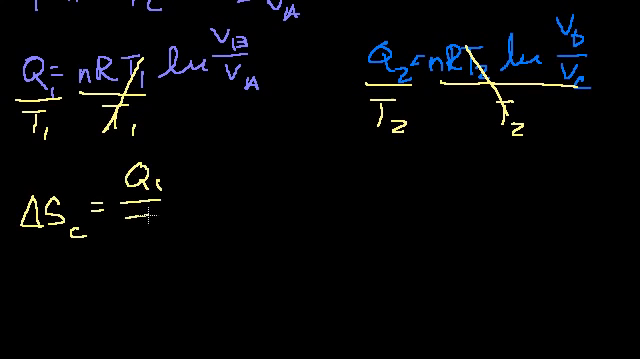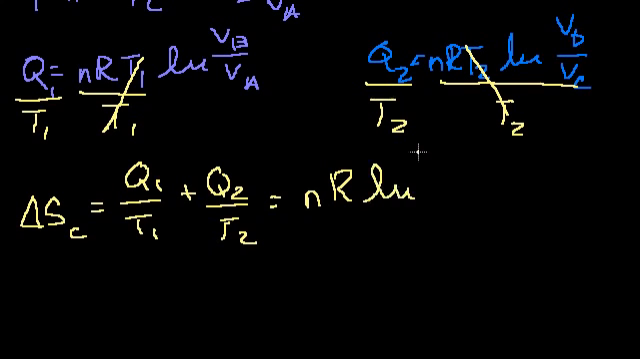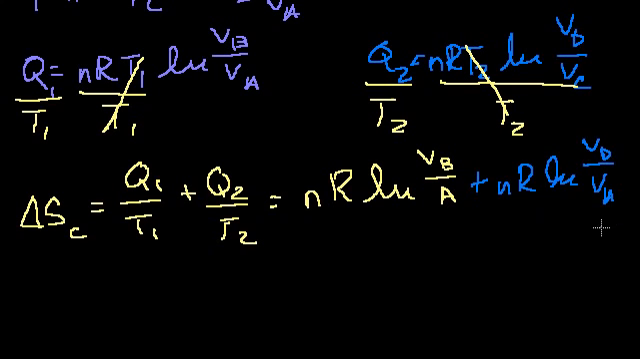So our change in our mystical state variable as we go around the Carnot cycle is equal to q1 over t1 plus q2 over t2, which is equal to nR times the natural log of vb over va. That's that right there. And then plus q2 over t2, which is just nR times the natural log of vd over vc. This is vc. This is va here. All right. Now let's see what we can do.